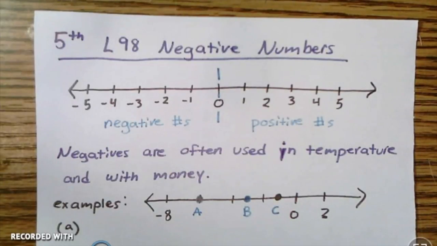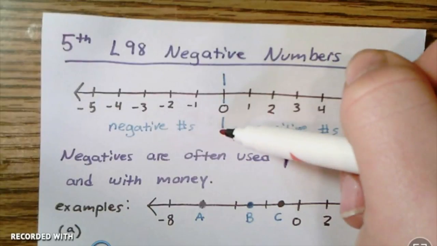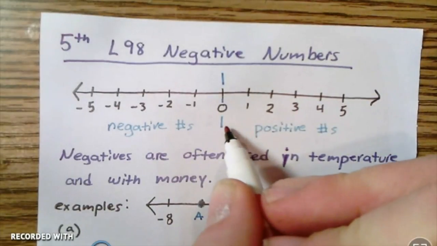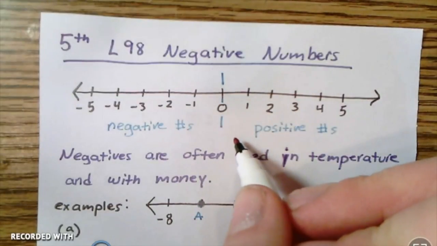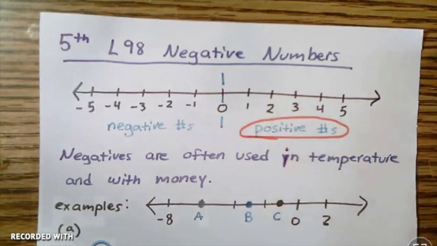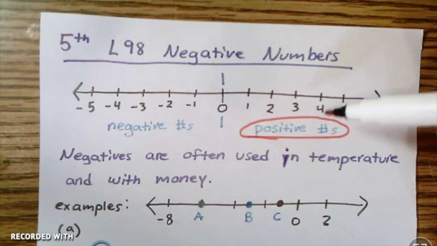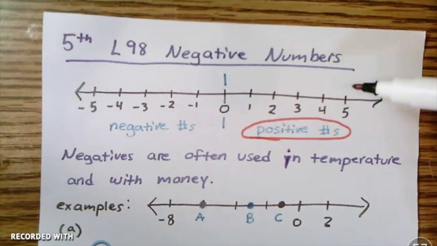Welcome to lesson 98 on negative numbers. So here's our number line that we're so familiar with, and right in the middle I've got 0 marked. Most of the numbers that we usually deal with are to the right of 0, right? And these are all called positive numbers, whether you're talking about 3 million or 1/2.